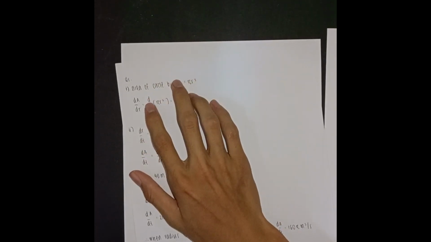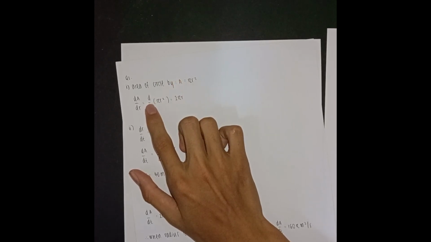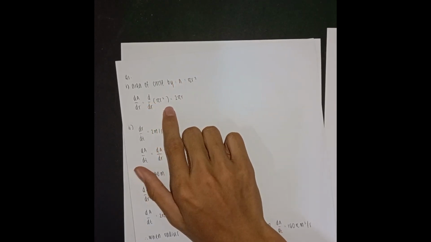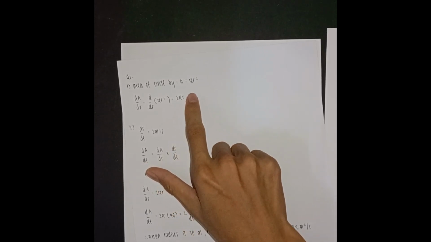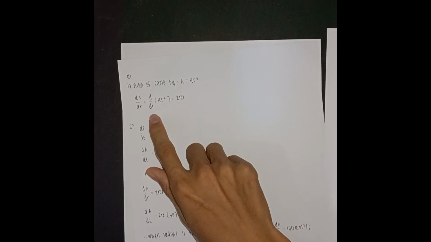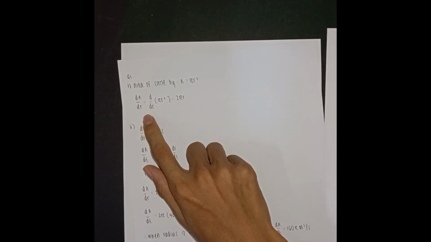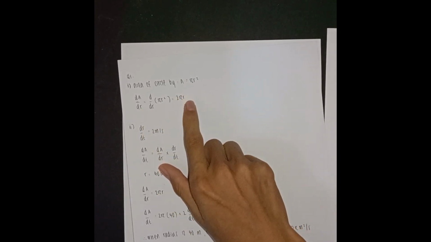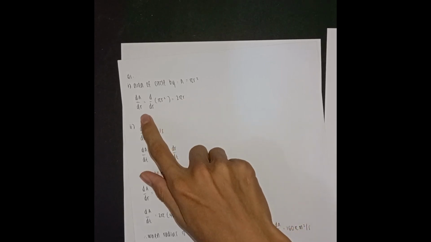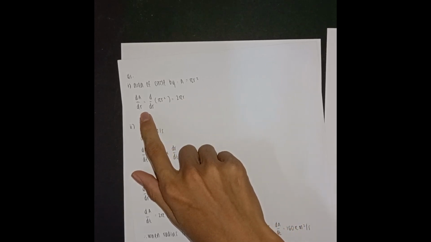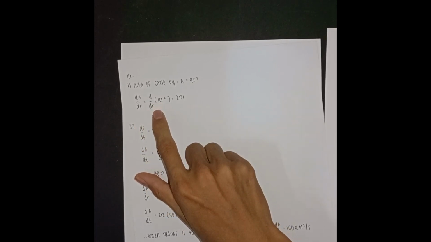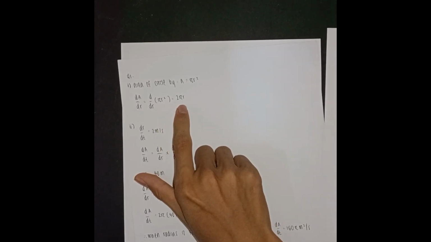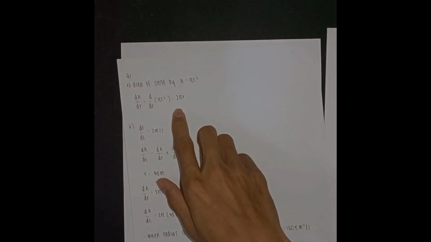So first one we see the answer. The area A of a circle is given by A equals pi r squared. To find dA over dr, we differentiate A with respect to r. So when we differentiate, dA over dr equals d over dr of pi r squared, which equals 2 pi r. So that's the answer.